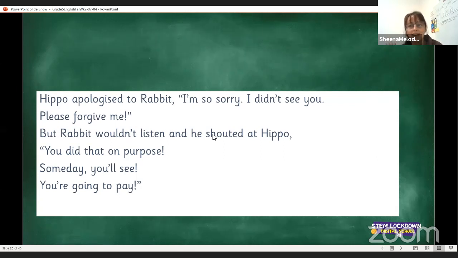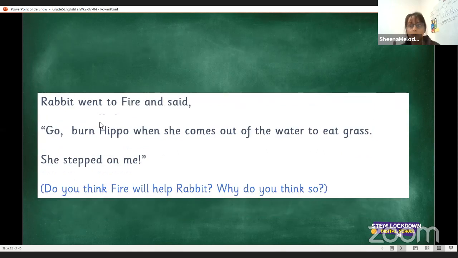Well, the one thing I can clearly see is you definitely understand how hippo is feeling and speaking and how rabbit is feeling and speaking. So let's find out what's going to happen next. Okay, you can see his face there, hey? He doesn't look very happy.